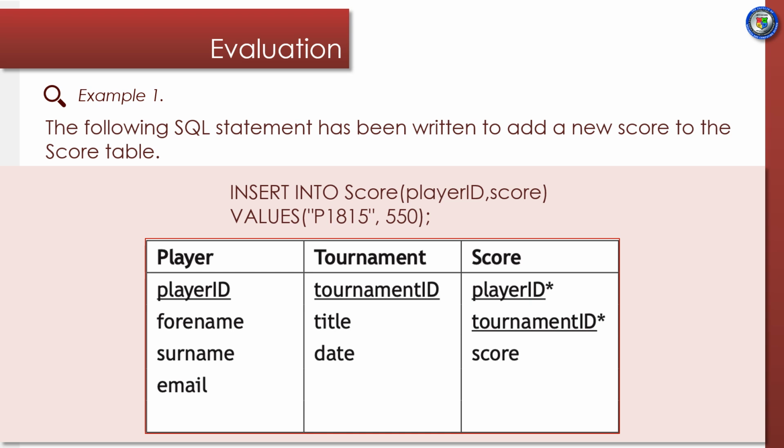Now, for that structured database, the following SQL statement has been written to add a new score to the score table. So we have insert into score, and we're inserting player ID and score, and we're inserting the values that we can see here in our example, P1815 and score 550. So we're inserting those values into the score table.